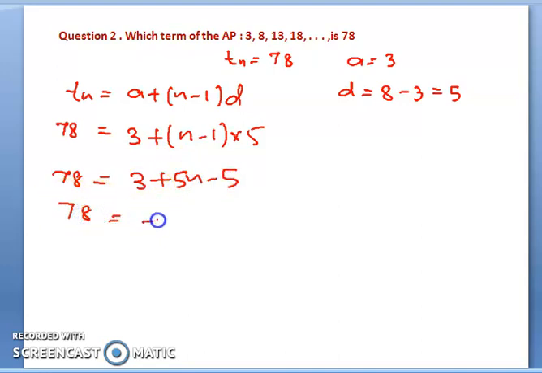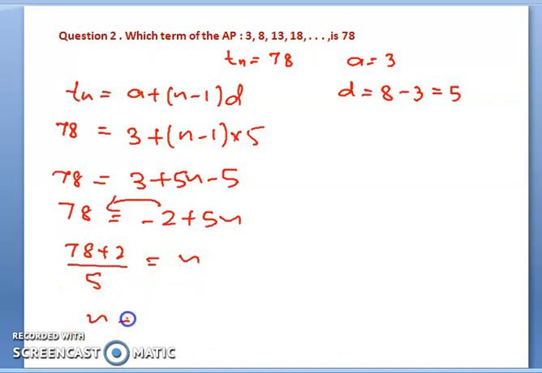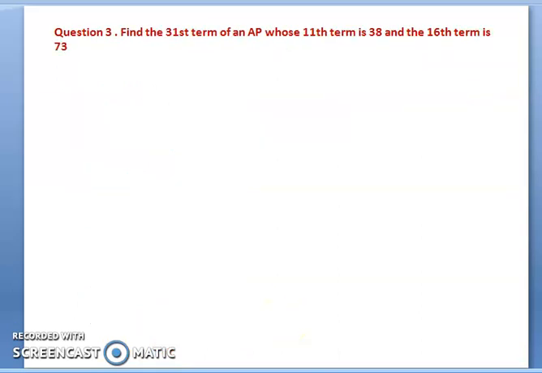78 is equal to minus 2 plus 5n. Now minus 2 I will shift it here, so (78 plus 2) upon 5 is equal to n. So n is equal to 80 upon 5. Now I can cancel and I can write n is equal to 16. So this is how I can find n.